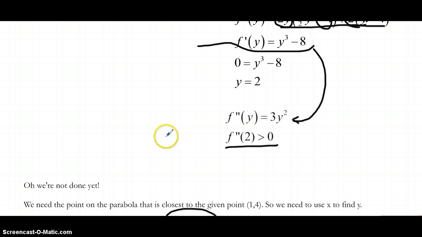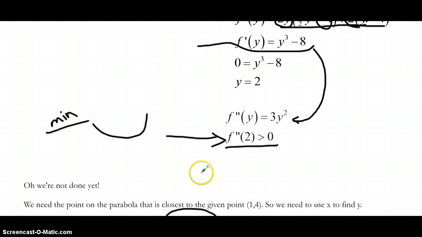Again, you are going to have to be explicit for the AP graders and say, hey, this second derivative being greater than 0 means I have concave up, which means I have a minimum at my critical point. You're going to have to express all that a little bit in words, a little bit in math notation. Got it? Excellent. Moving on.